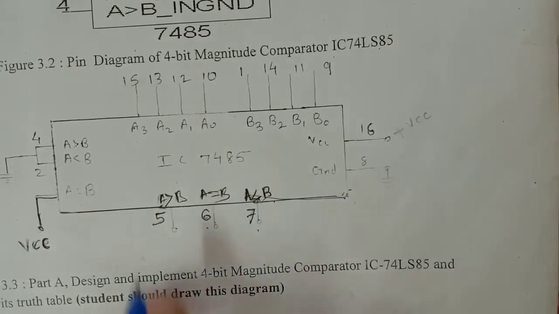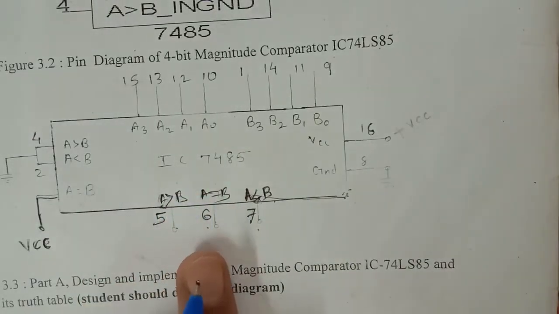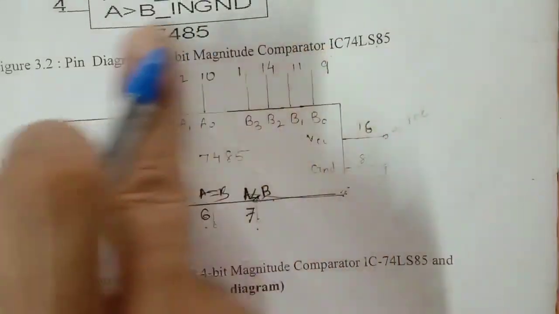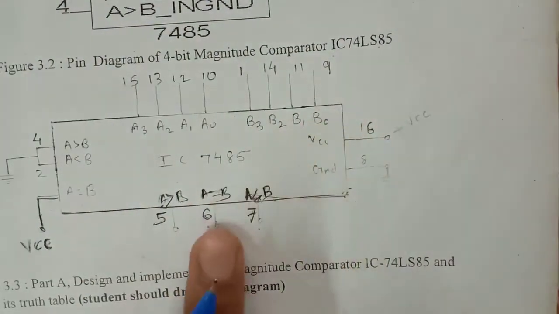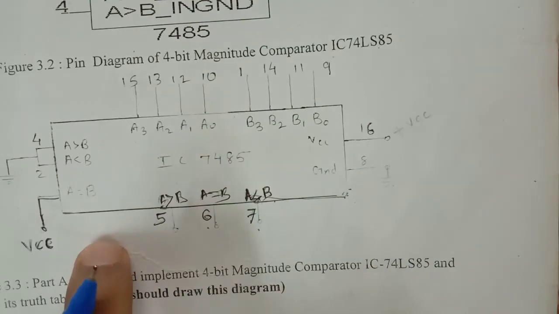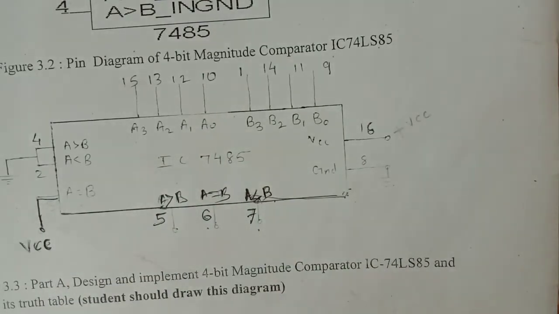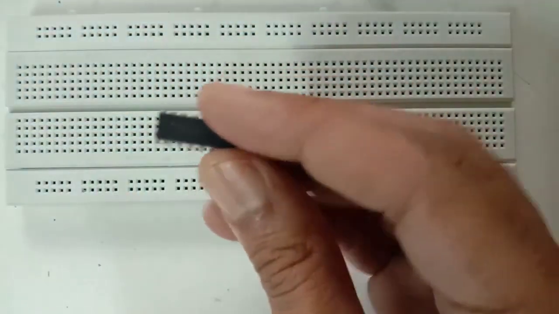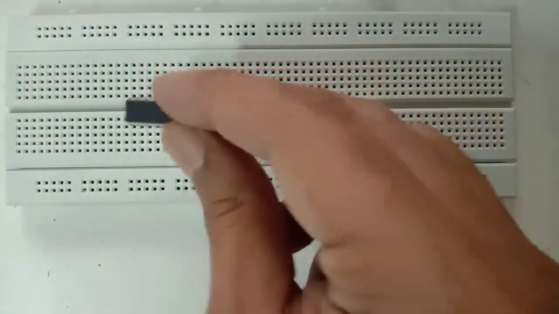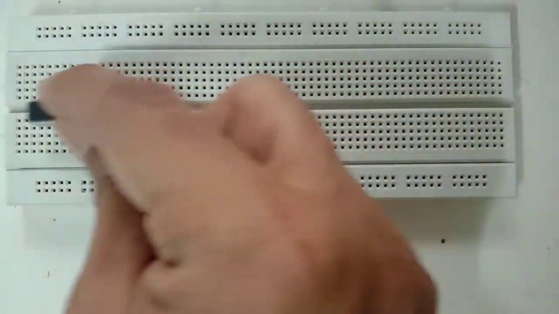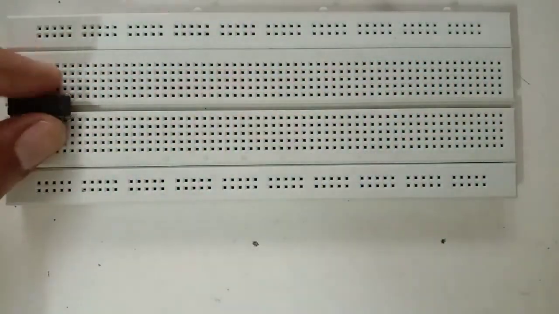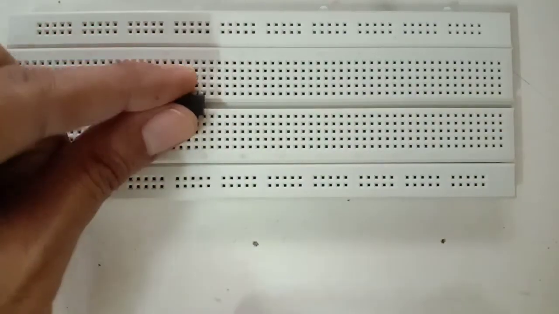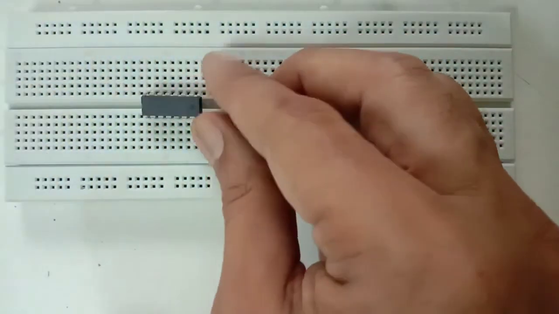This is the design and implementation of the 4-bit magnitude comparator. Now our aim is this diagram. By referring to this diagram we can implement it on the breadboard. See now how we can implement it. We collect the IC. This is the 7485 comparator IC, and you can connect it anywhere on the breadboard. One IC is required for the implementation, so I have inserted the IC like this.